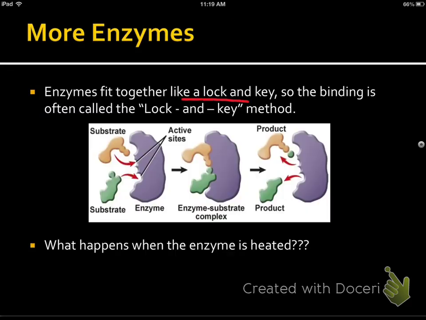So a common word used is the lock and key method. If you think about it, if you have a key to your house, it's not going to open somebody else's house. It's only going to open yours. So the lock and key means that only certain substrates will fit into the enzyme. And we'll talk about this in class. I'll show you an example. But only certain substances will fit into the enzyme.